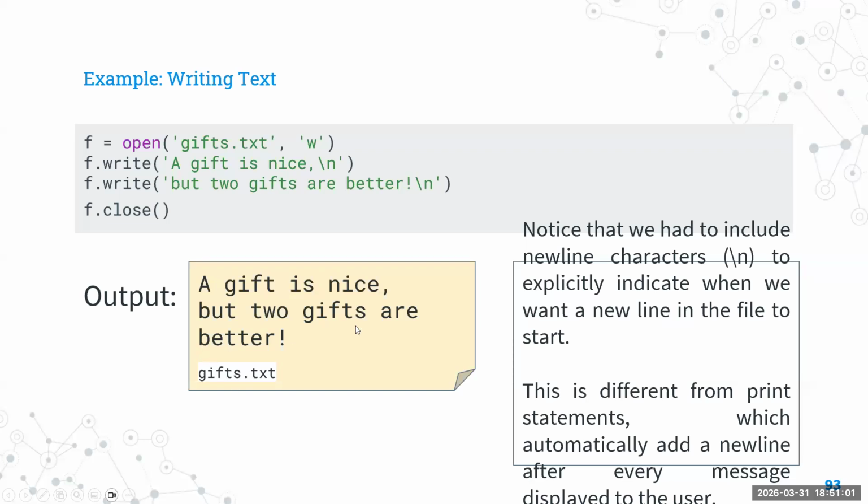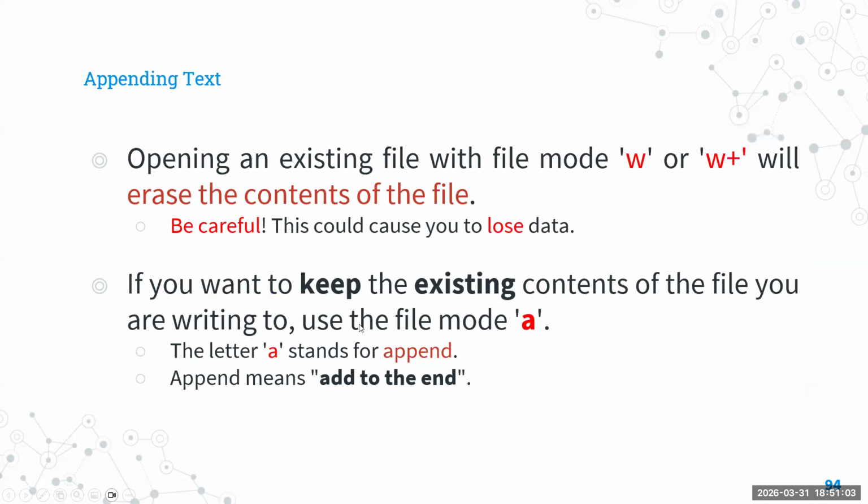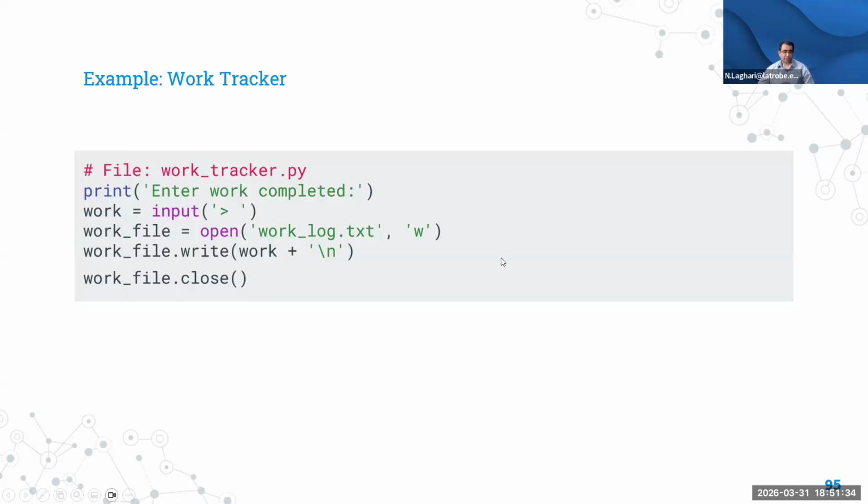Okay, thanks. Opening an existing file with file mode W or W plus will erase the content of the file, so be careful in that case. If that is closed and you want to open it, then only the contents are erased. So if you want to keep the existing content, you want to use the A mode. Be careful to use the A plus mode because it gives us full access, and we do not always want to have full access.